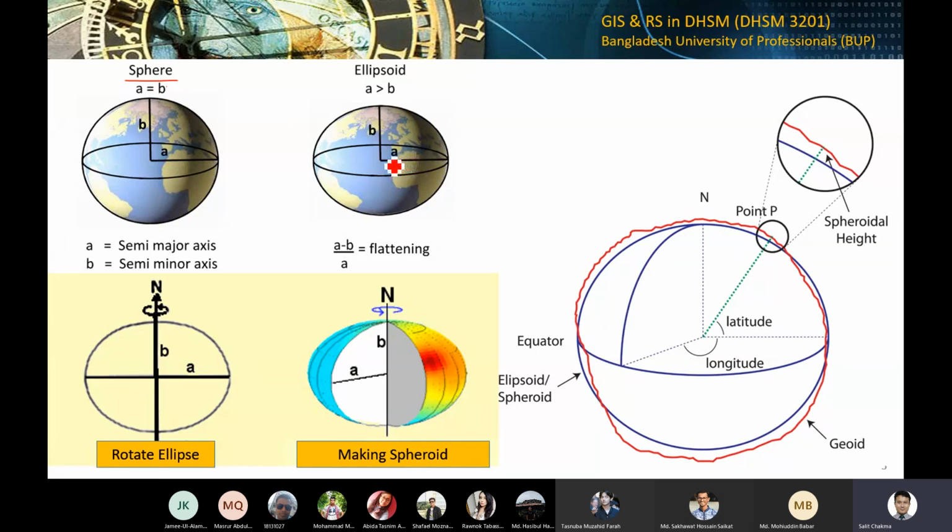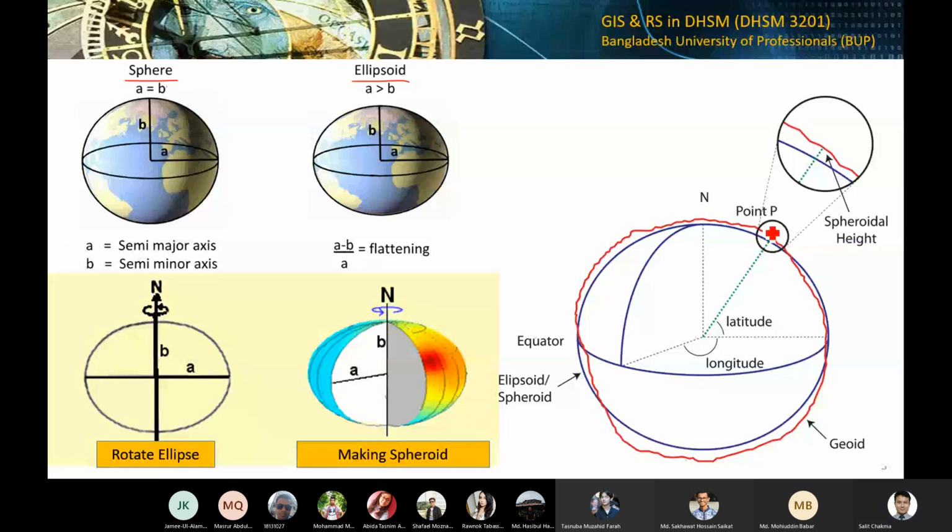But if we have a minor and major axis, that means if A and B are not equal, if A is larger than B or B is larger than A, then they will create an ellipsoid. So at that time, as we read, the Earth is a little flattened in the north-south direction. Now if you rotate an ellipse, you would get a spheroid. So that is why we say that the Earth is ellipsoidal, or it has a spheroid shape.